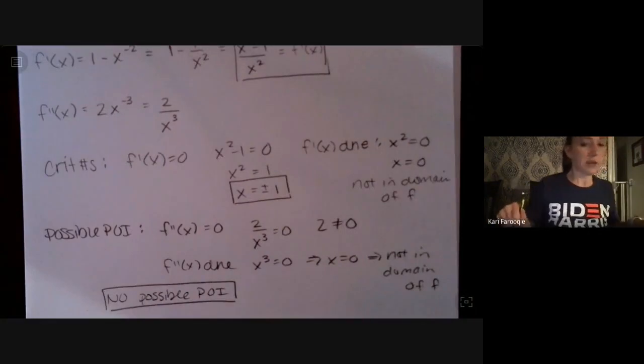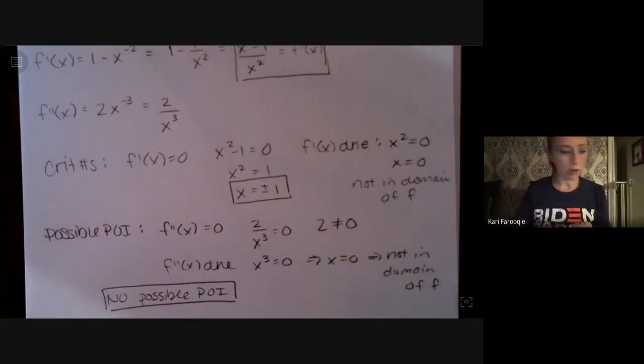Okay, so now that we have that information, we're going to go ahead and set up a table. We're going to have to include that vertical asymptote in the table at x equals 0 that's not included in your domain, and then plus and minus 1. But that's it. Any critical numbers, possible points of inflection, and vertical asymptotes will go in your table.